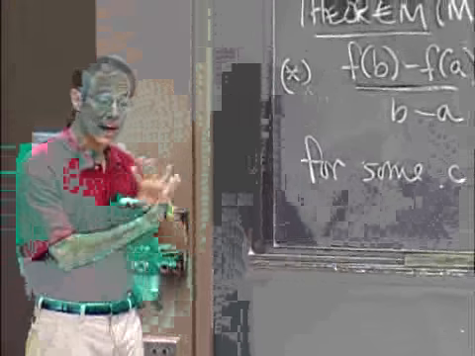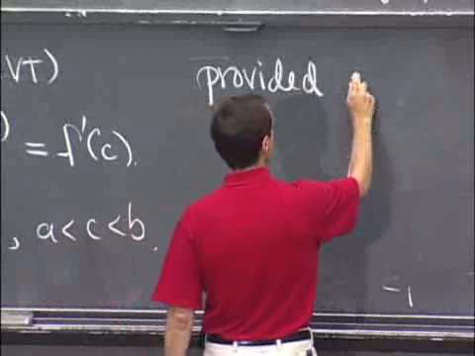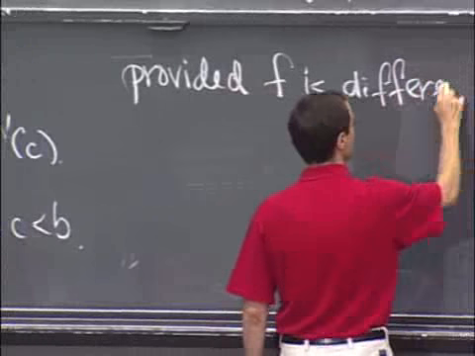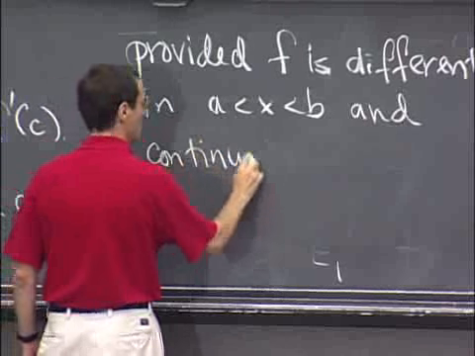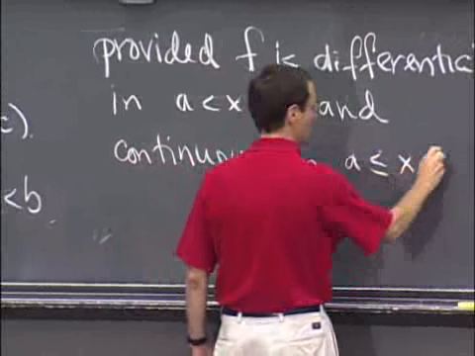I'm not quite done. It's a real theorem. It has hypotheses. I told you the conclusion first, but there are some hypotheses. They're straightforward hypotheses. Provided f is differentiable, that is, it has a derivative, in the interval a < x < b, and continuous in a ≤ x ≤ b.